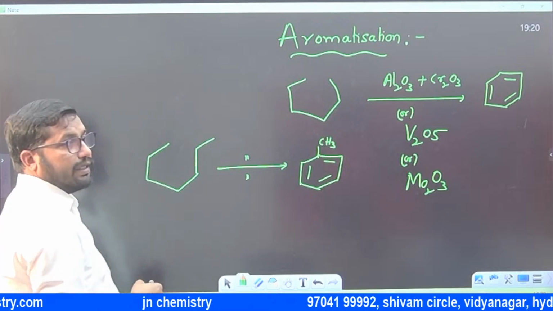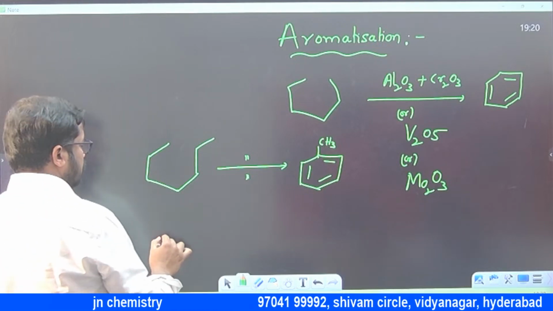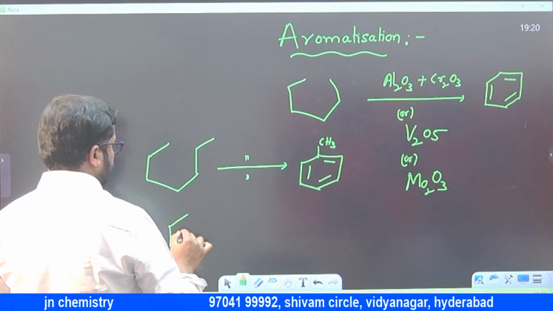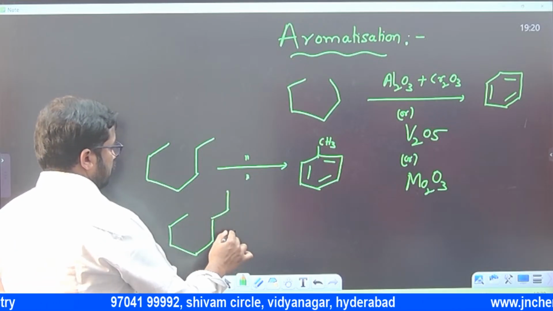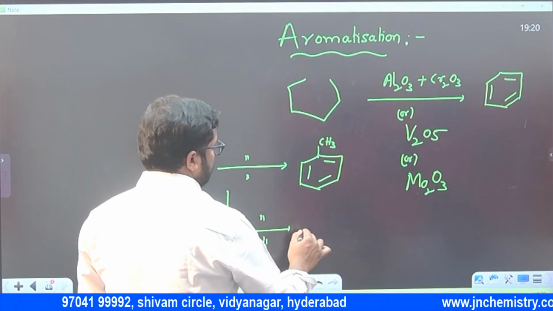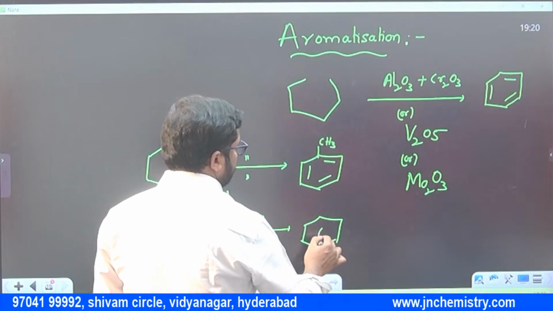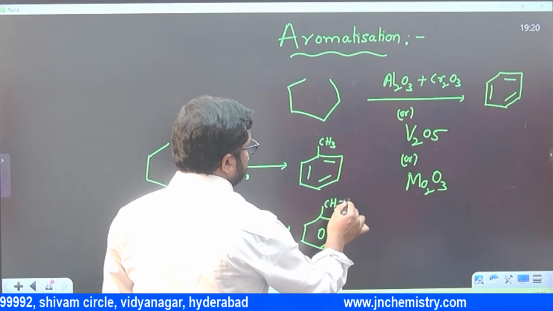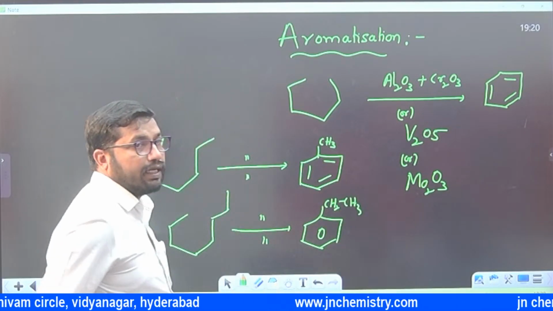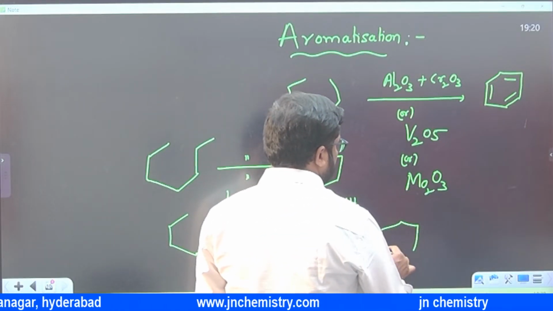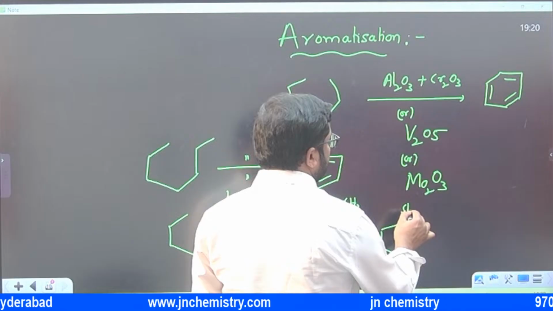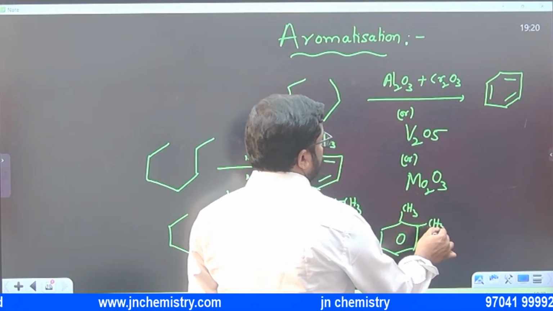If you are taking the 8-membered ring, we'll get a mixture of products: ethyl benzene or xylene, ortho dimethyl benzene or para dimethyl benzene also possible. Write it down.